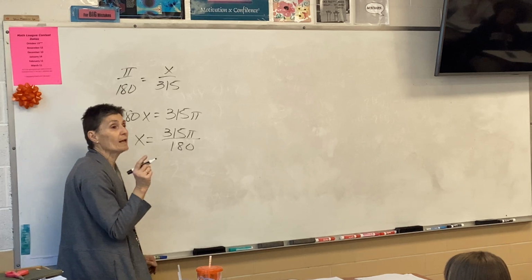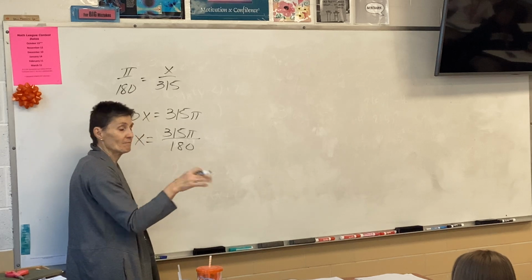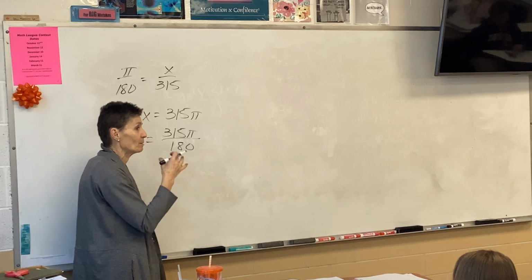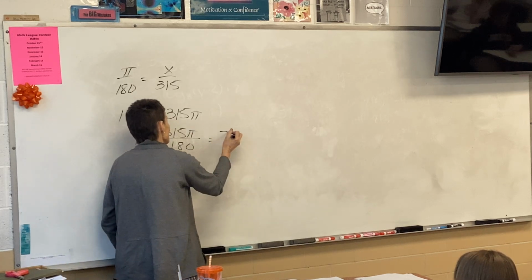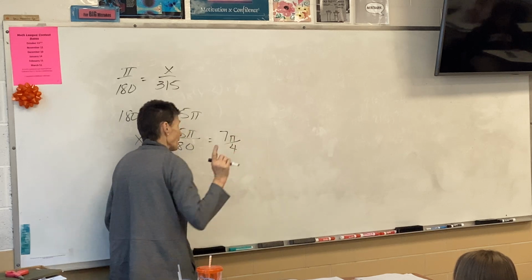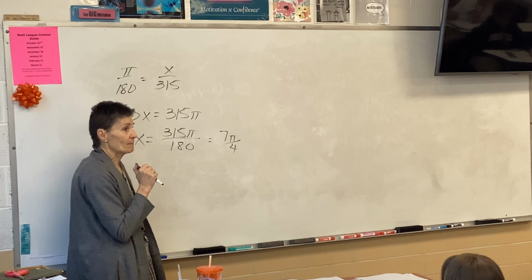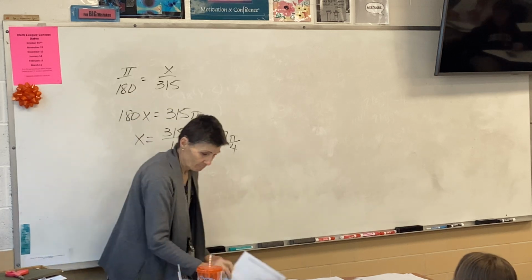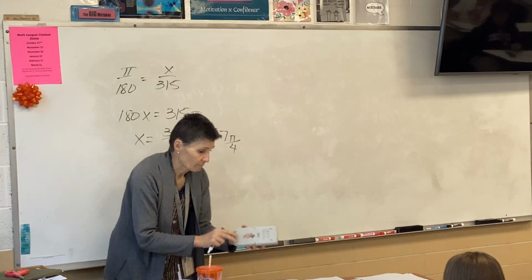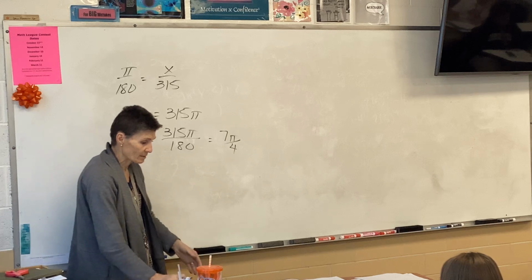Now, you will have access to a baby calculator. I'm fine if you use your regular calculator now, but I want an exact answer. So I think that reduces to 7 pi over 4, but I might be wrong. Double check that. 315 divided by 180, is that 1.75? Yeah. So 7 pi over 4 is our answer.